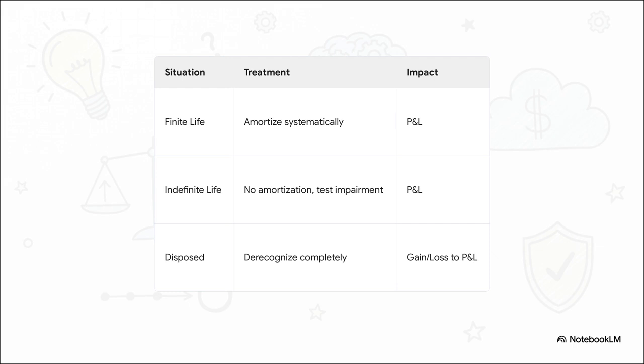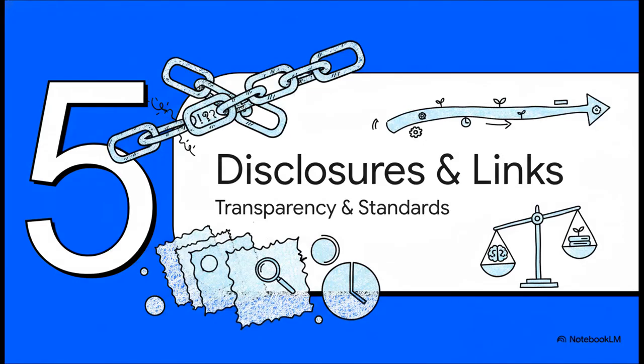Finally, if the asset is disposed of or has no future economic benefits at all, then you de-recognize it entirely. Where does that impact go? The resulting gain or loss hits the P&L, but listen closely, you shall not classify a gain on disposal as revenue. Okay, stage 5, disclosures and links.